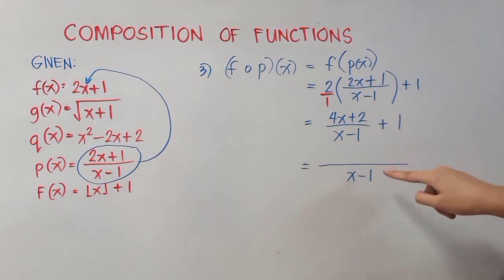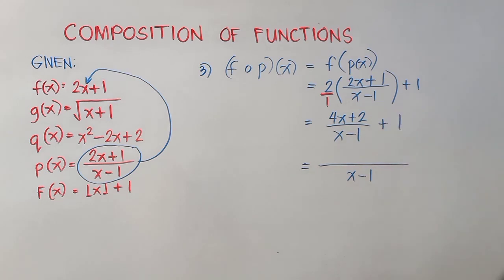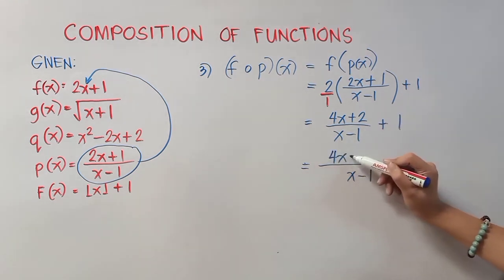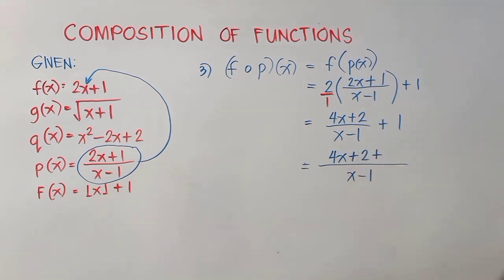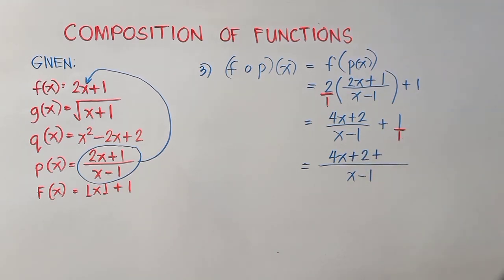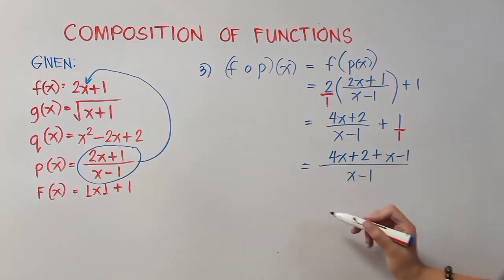Remember, our LCD here shall be divided by our denominator, and the answer shall be multiplied to our numerator. So let's start. x minus 1 divided by x minus 1 is 1. 1 times our numerator, so we'll just write here 4x plus 2. Then 1 has a denominator of 1. So we have here x minus 1 divided by 1 is itself. So that's x minus 1 times 1. So we'll just write x minus 1.